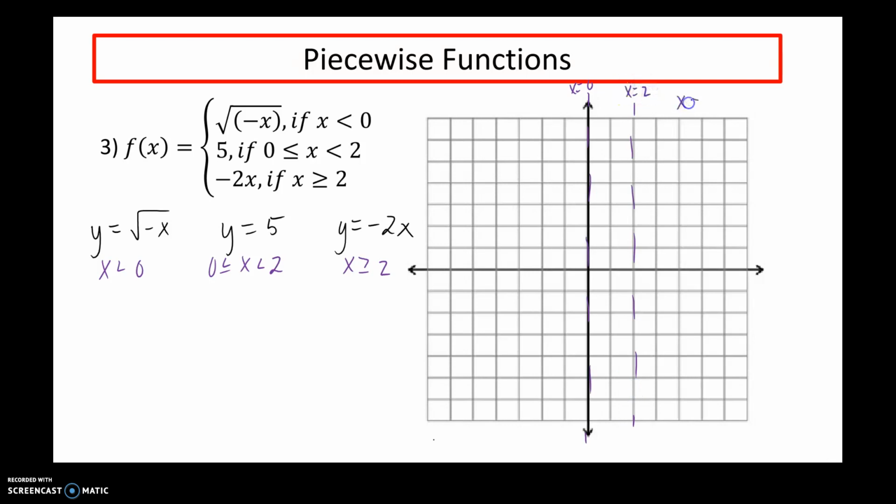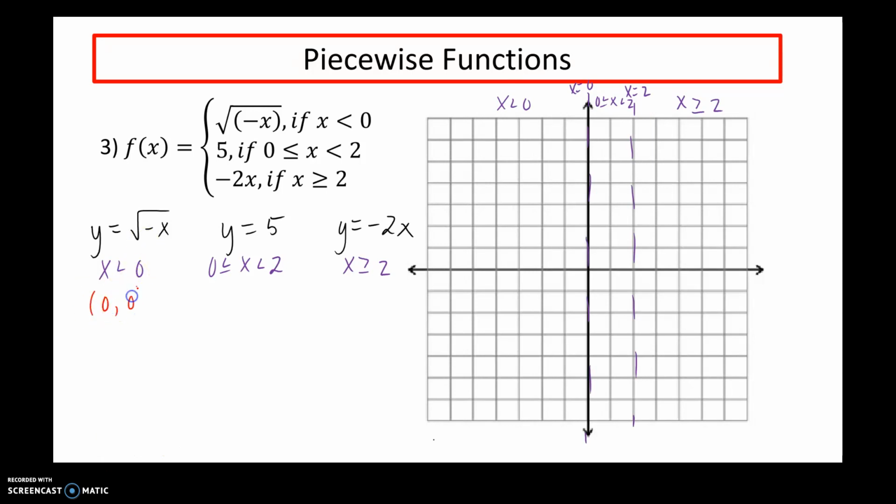Okay, so here on the right-hand side, where x is greater than or equal to 2, that's going to be my oblique line, the line negative 2x. Between 0 and 2, that's going to be my horizontal line, y is equal to 5. And for all values of x less than 0, that's going to be the graph of the square root of negative x. All right, so I'm going to take my domain and plug them in.